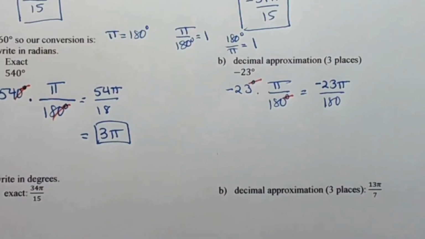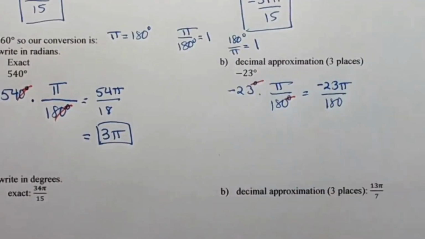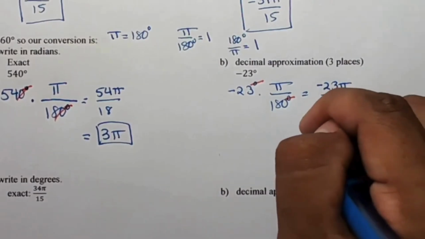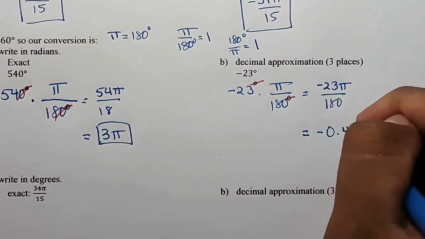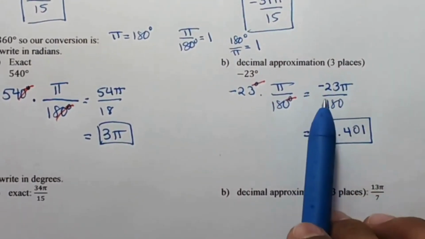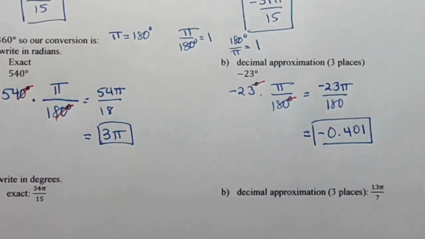I could have left it like that if it asked you to just put it in, or if it just asked you to convert it and didn't say anything about decimal approximation, then that would be your answer. But in my directions, it's asking you to do that. So what we do is we type that into the calculator, and you end up getting negative 0.401. So again, I'm just typing in negative 23 times pi and dividing it by 180 and getting a decimal.